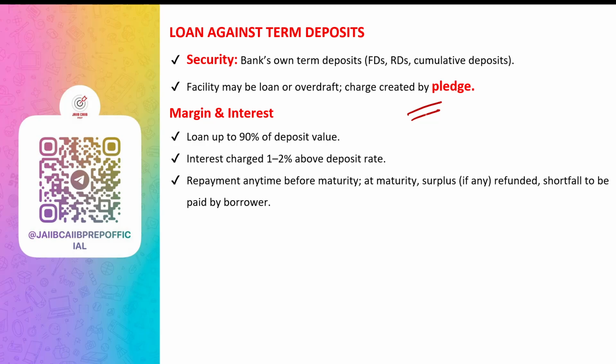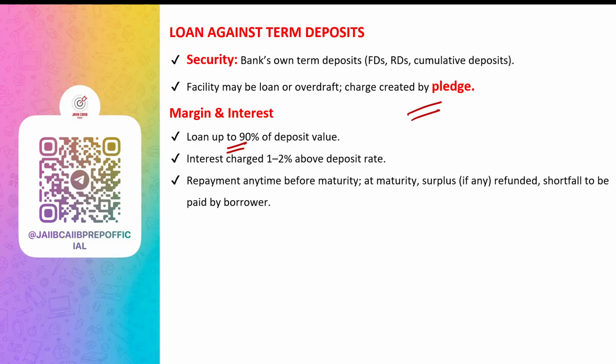Margin and interest. Normally up to 90% of the deposit value accrued amount is advanced. So 10% is margin and 90% can be provided. For example, if the fixed deposit is of 10 lakh, the bank can grant a loan up to 9 lakh rupees. The rate of interest charged is 1 to 2% above the rate payable on the deposit.